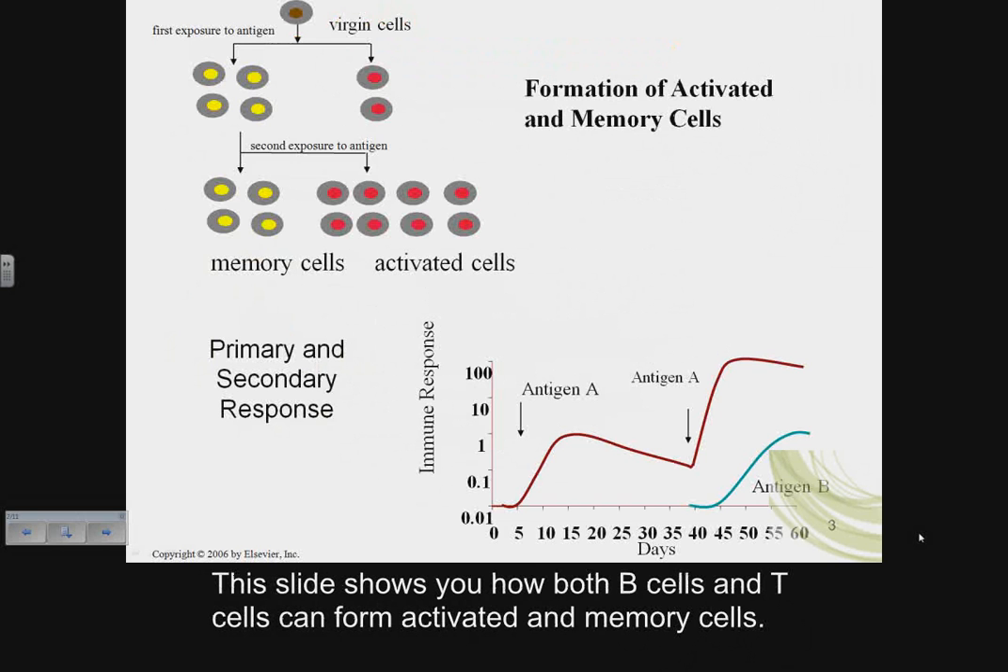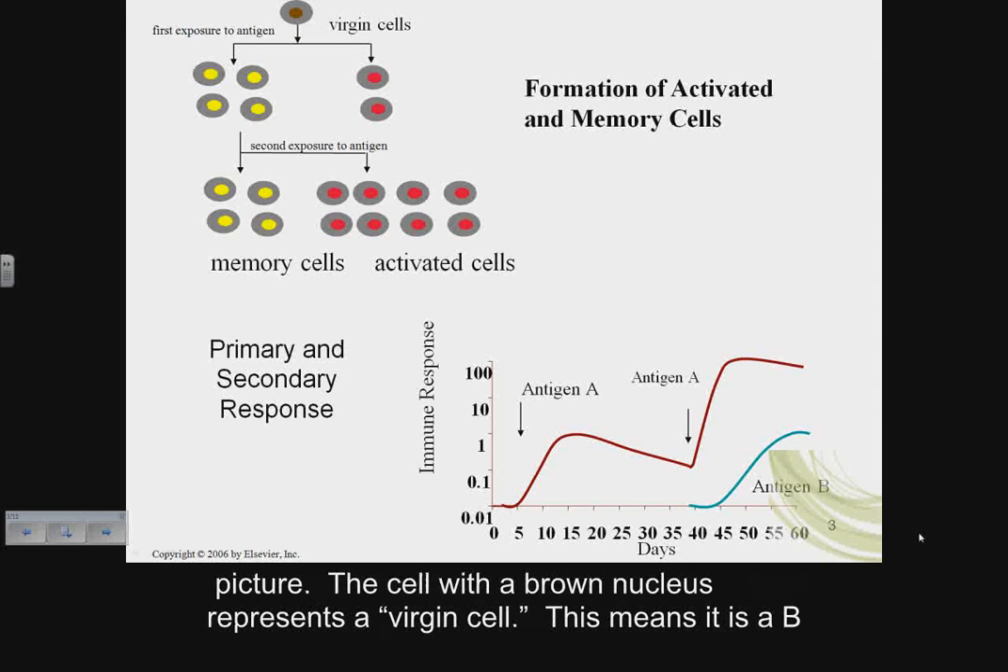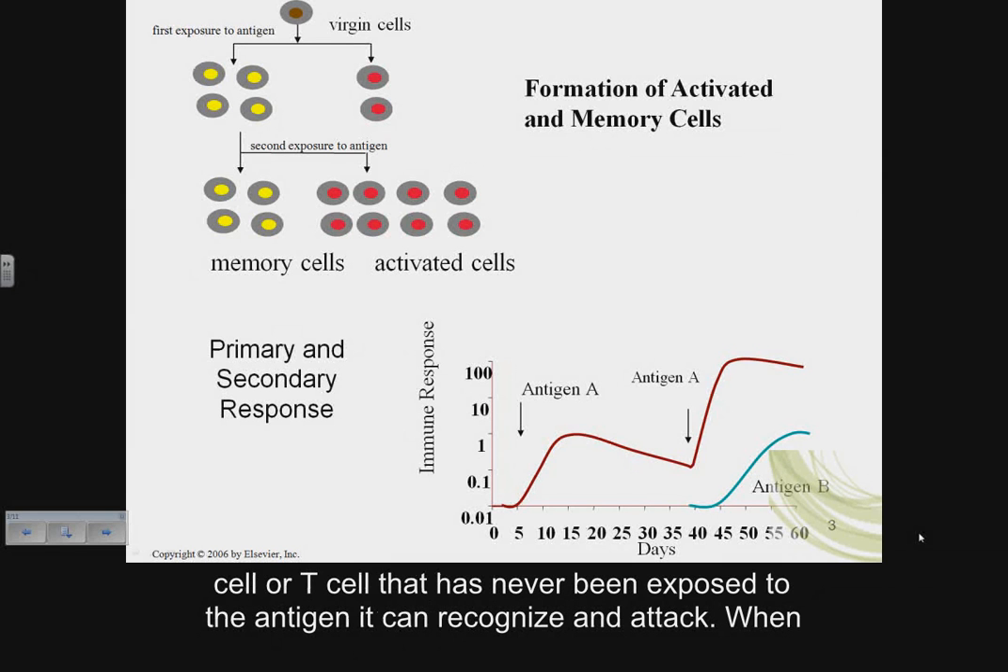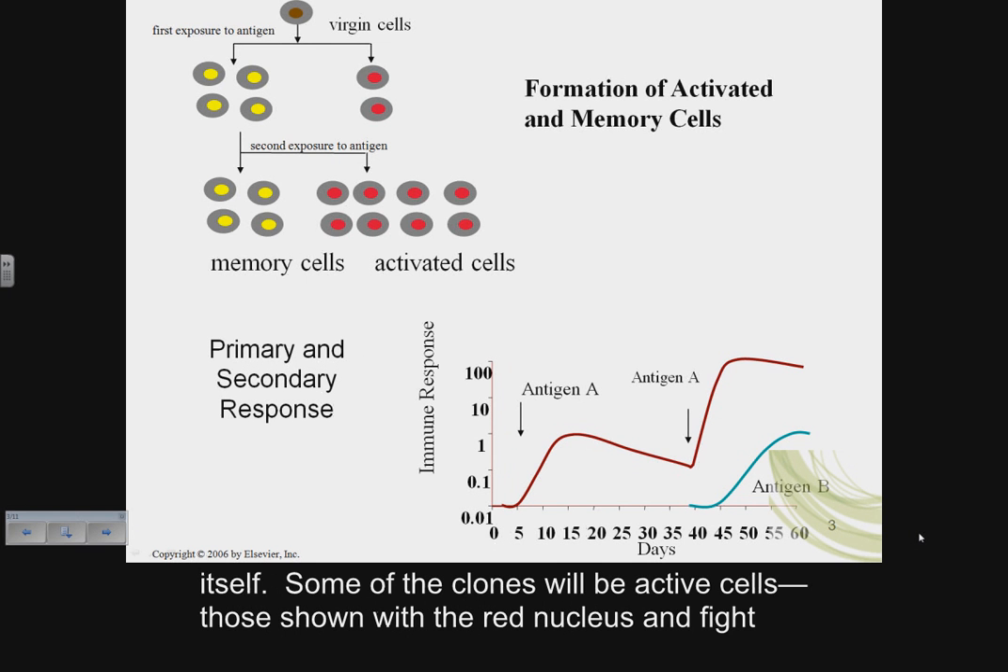This slide shows you how both B cells and T cells can form activated and memory cells. I'd like you to pay attention to the color of the nucleus for the cells depicted on this picture. The cell with a brown nucleus, which is shown here up at the top, represents a virgin cell. This means it is a B cell or T cell that has never been exposed to the antigen it can recognize and attack. When the virgin lymphocyte encounters its antigen, it replicates and makes clones of itself.